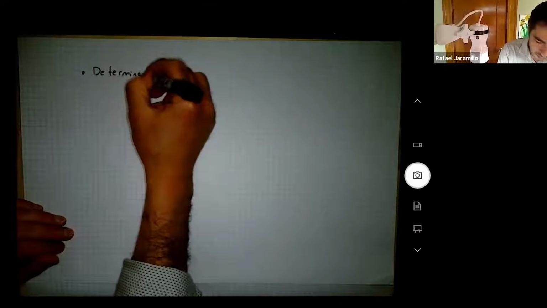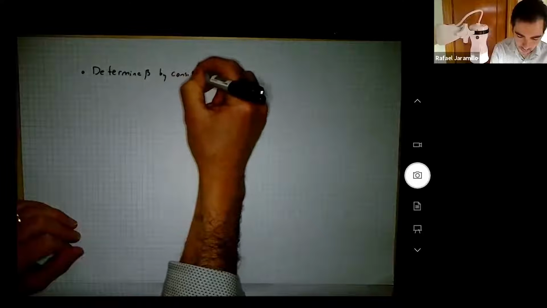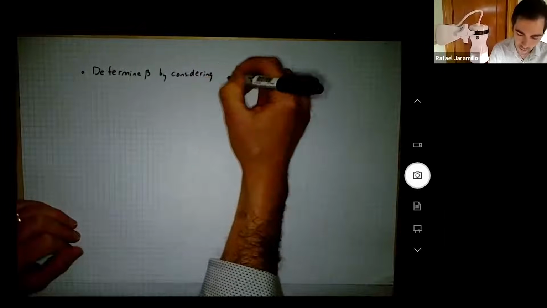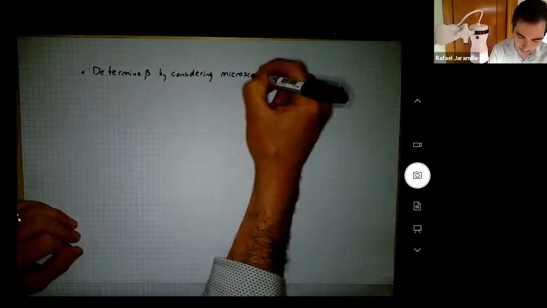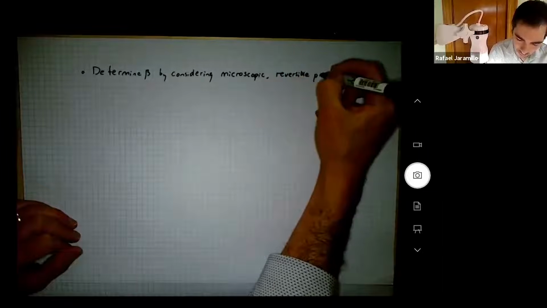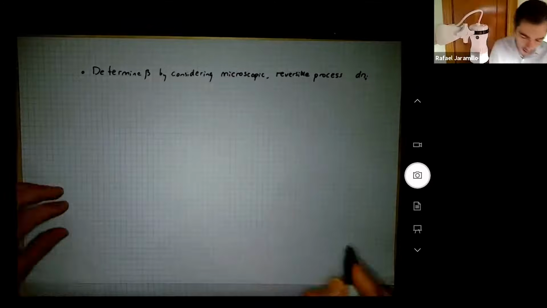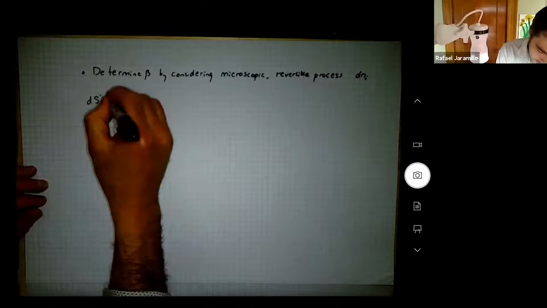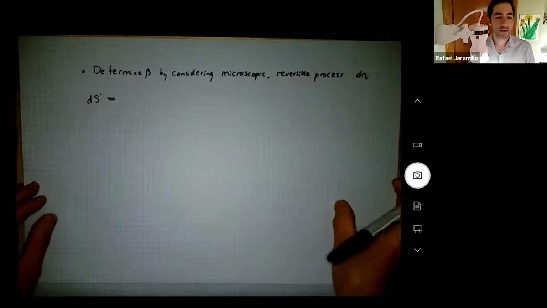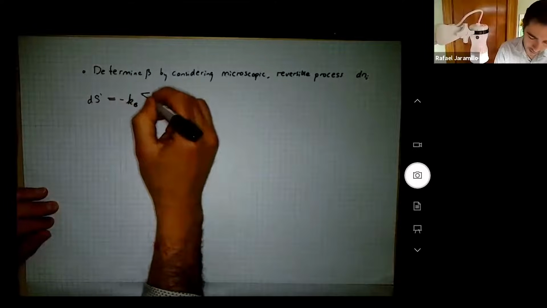So now we're going to determine beta. We're going to determine beta by considering a microscopic reversible process where some of the particles change their state. So we're going to analyze dS for a process of some state changes. And I'm going to go ahead and write down the equations that we've been developing for this.